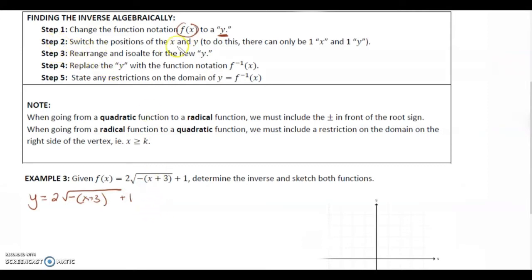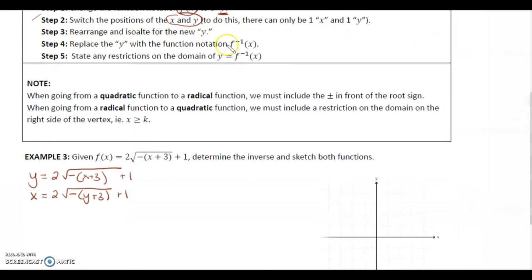So step two, switch positions of the x and the y. Just a hint, there can only be one x and one y. So let's go ahead and write the x here equals 2 square root negative y plus 3, and then plus 1. Okay, so we've already done those. Now we're going to rearrange and isolate for our new y value. So let's bring this 1 over.